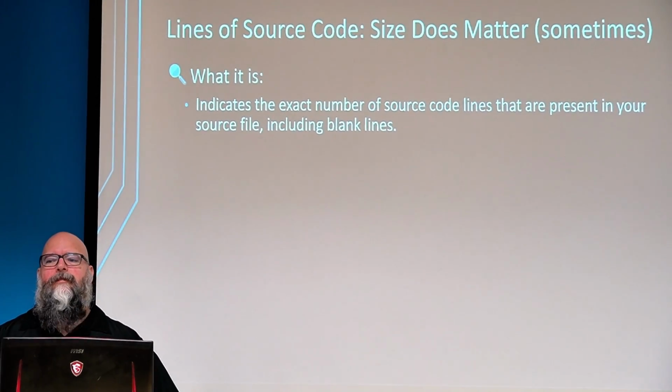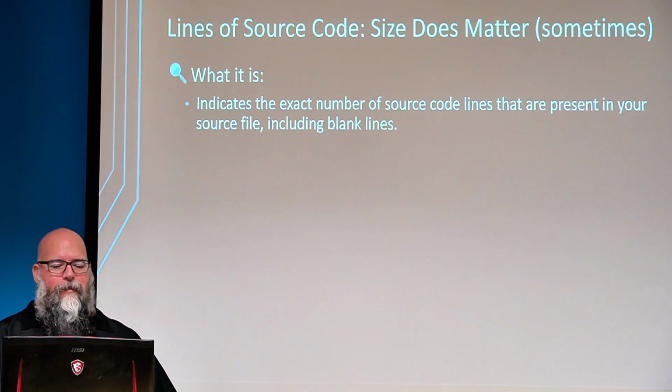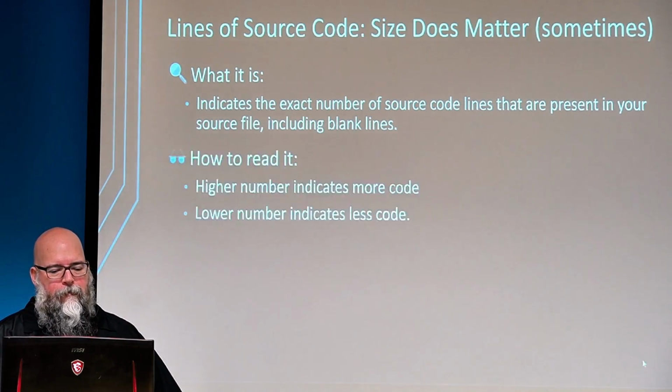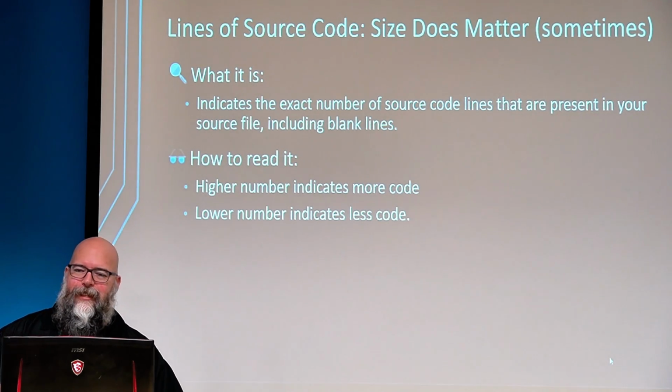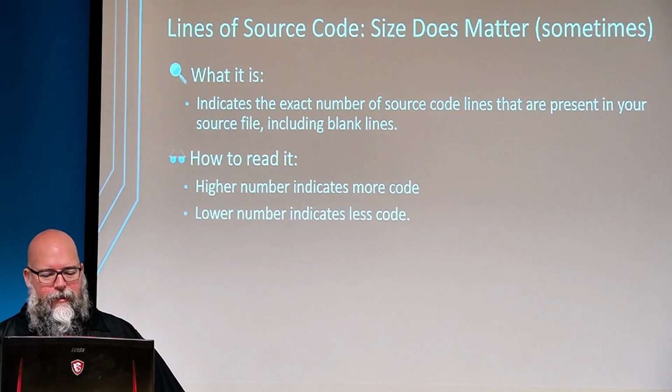Lines of source code includes blanks, comments, everything like that. Okay? Now, how to read it. Obviously, higher number indicates more code, lower number indicates less code. Okay.